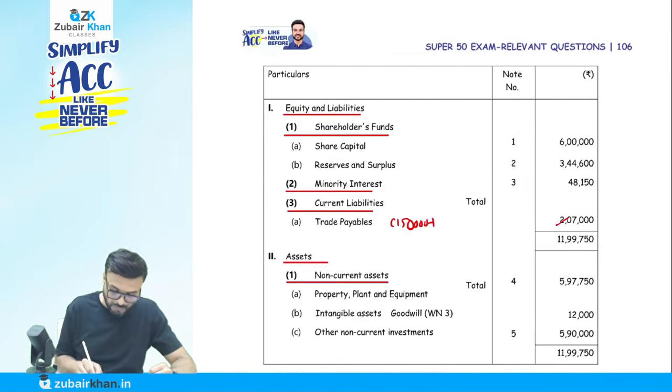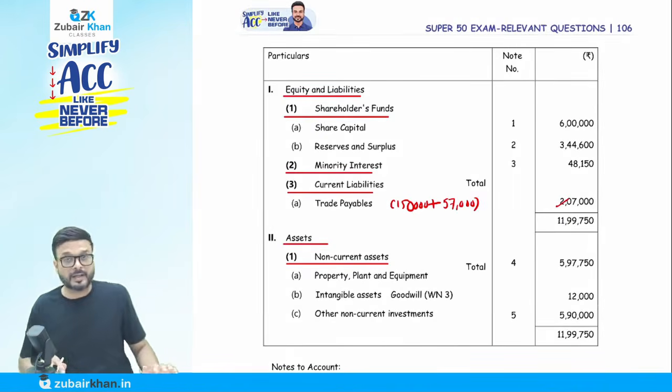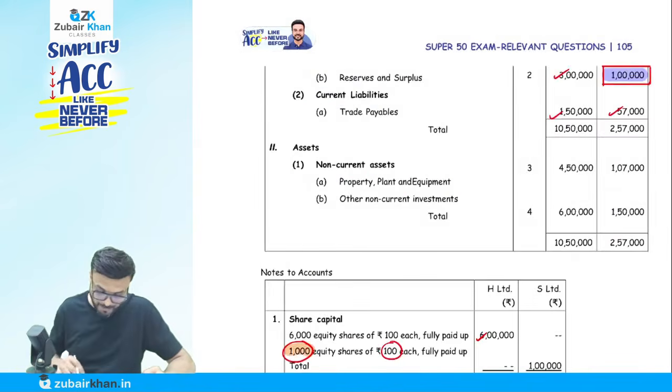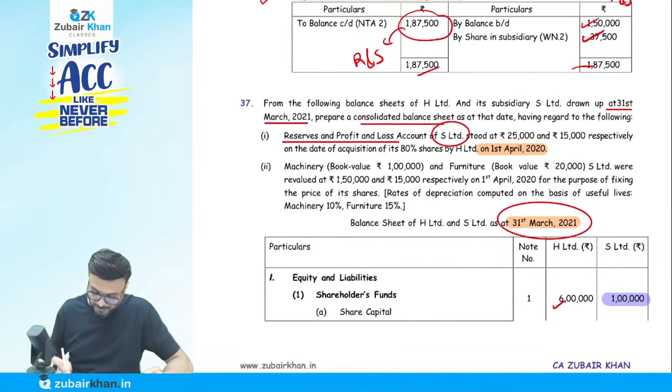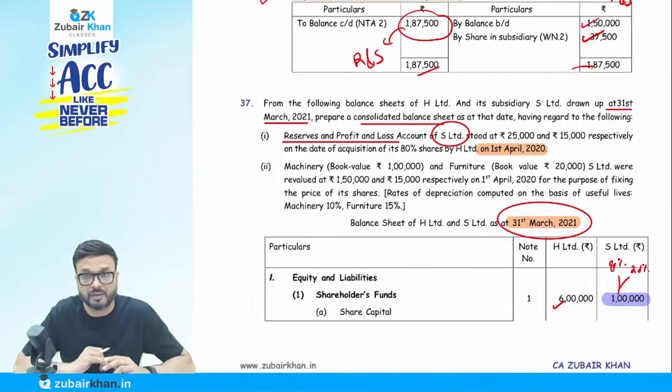1,50,000 plus 57,000 plus 57,000. How much is that? 2,07,000 total. Okay, then we have here share capital. This share capital is 80% and the 20% is the minority. How much is the share capital? 80% and the 20% here.